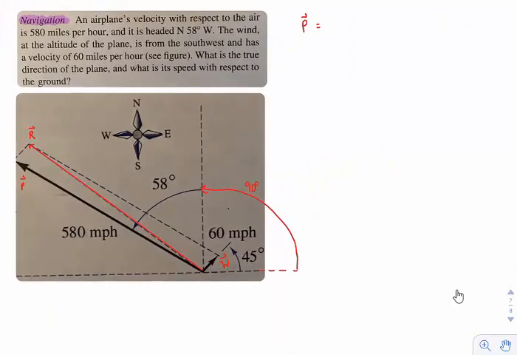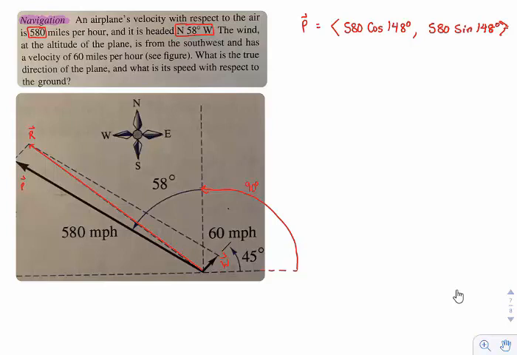So when I write this up, the magnitude, which they gave me right here in the problem, is 580 miles per hour. And again, they gave me the heading as a bearing, so I had to find theta myself. So theta, again, is 148 degrees. So this vector is going to be 580 cosine of 148 degrees, and 580 sine of 148 degrees.